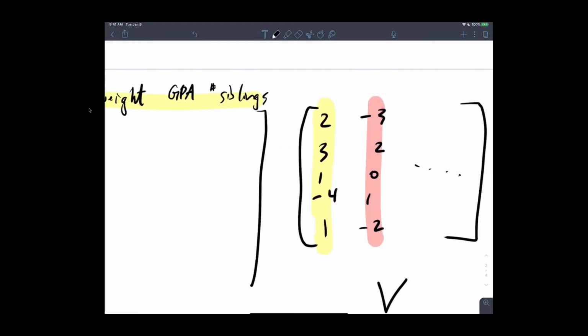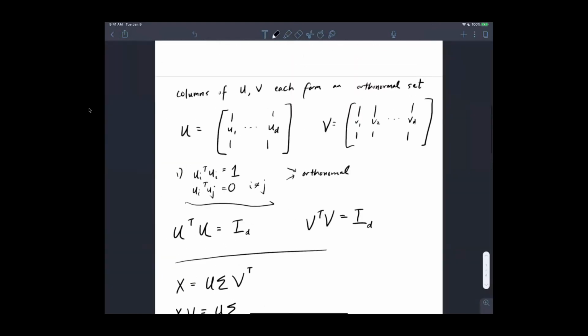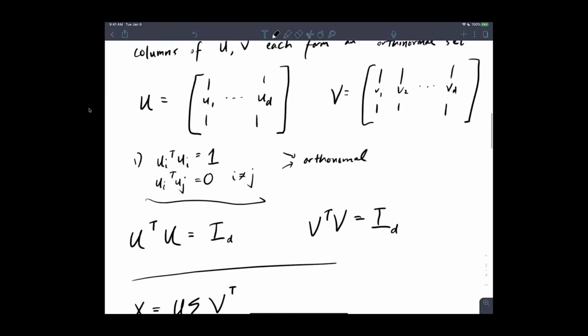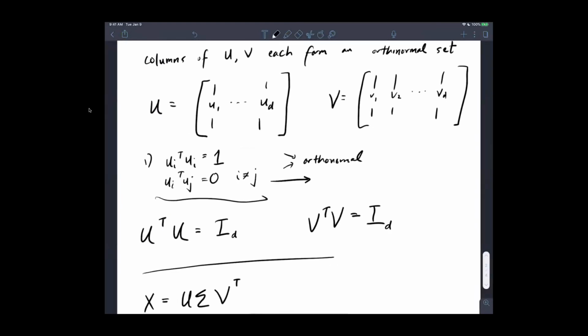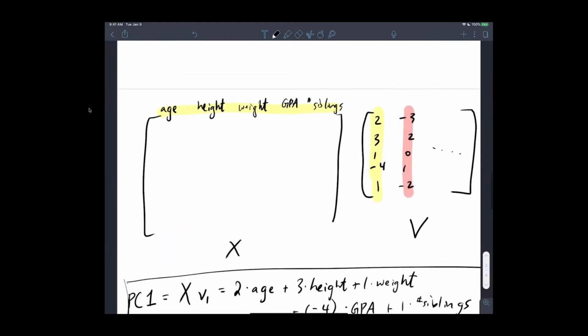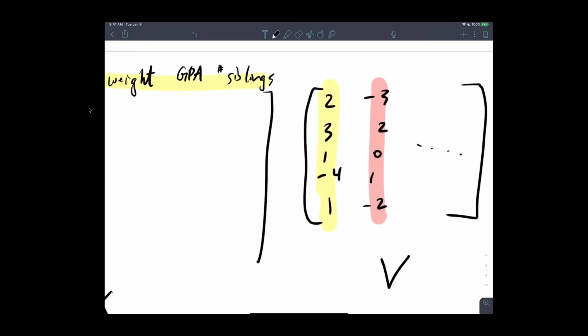Okay, so we established earlier that the columns of U and the columns of V both form an orthonormal set. I only wrote the properties for U, but they also apply for V. Meaning that the dot product of any column with itself should be 1, and the dot product of any column with any other column should be 0. But here, if you were to take the dot product of this yellow column with itself, you'd get, I don't know what you'd get, but it's not 1. And if you take the dot product of the yellow column with the red column, you get something else that's definitely not 0.